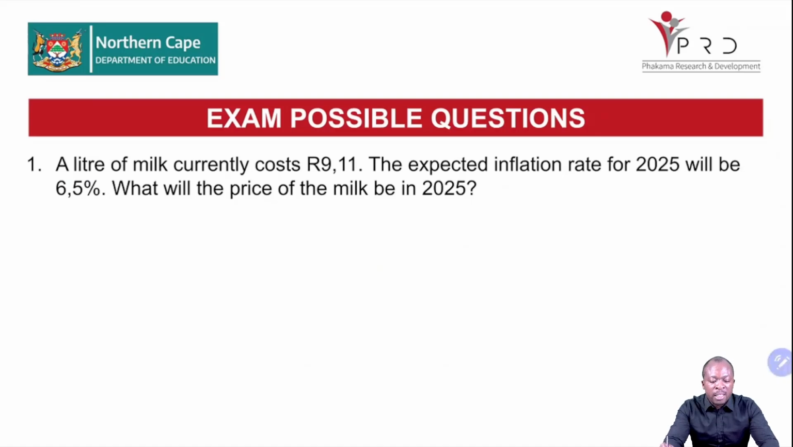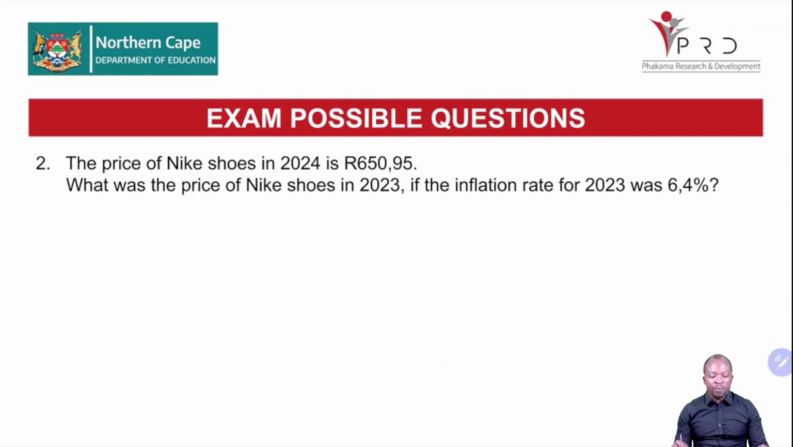So now we have a liter of milk which currently costs 9 rand and 11 cents. The expected inflation for 2025 will be 6.5%. So the question is, how much will the price of milk cost in 2025? Number 2, in 2024, the price of a shoe cost 650 rand 95 cents.